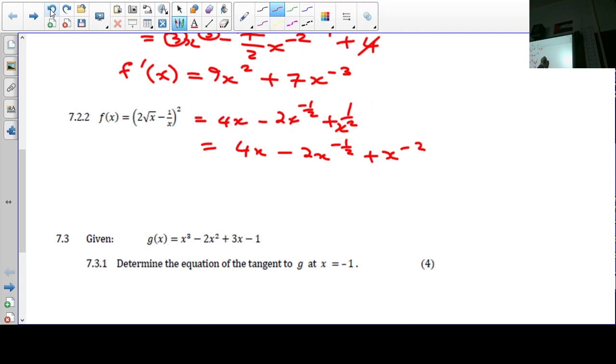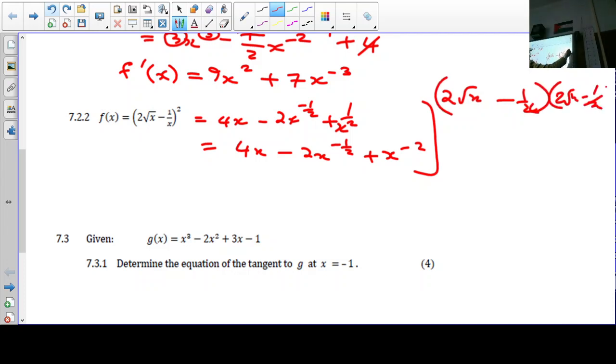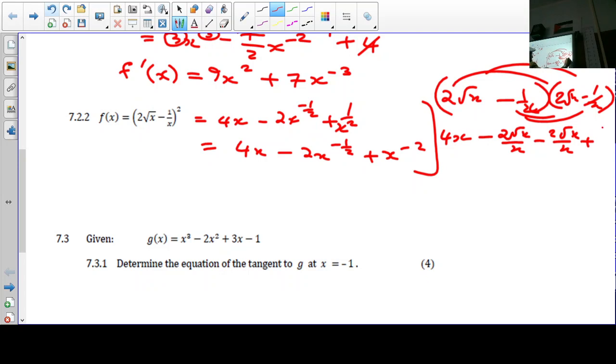Okay, so say for argument's sake you have written it out twice. This is what you should have seen. So it's 2 root x minus 1 over x times 2 root x minus 1 over x. Then we multiply this out, which gives you 2 times 2 is 4, root x times root x is x, minus 2 root x over x, minus 2 root x over x, plus 1 over x squared. As you can see, those are like terms there. So it will be 4x minus 4 root x over x plus 1 over x squared.